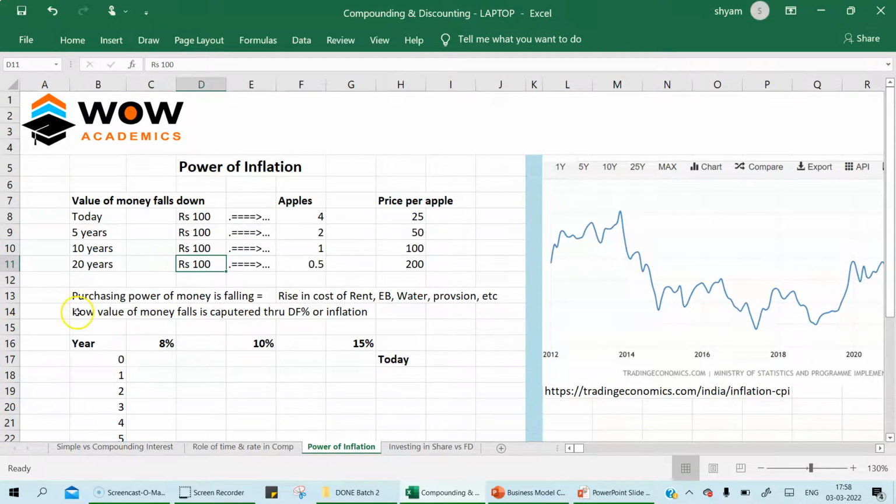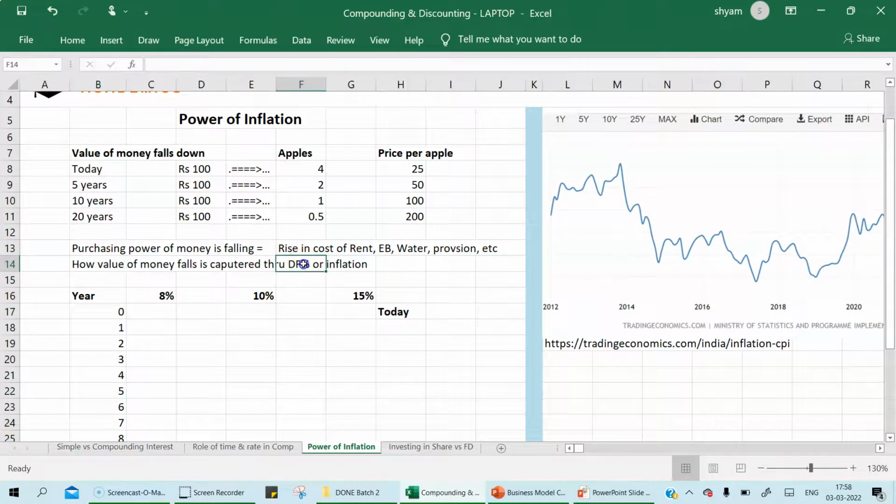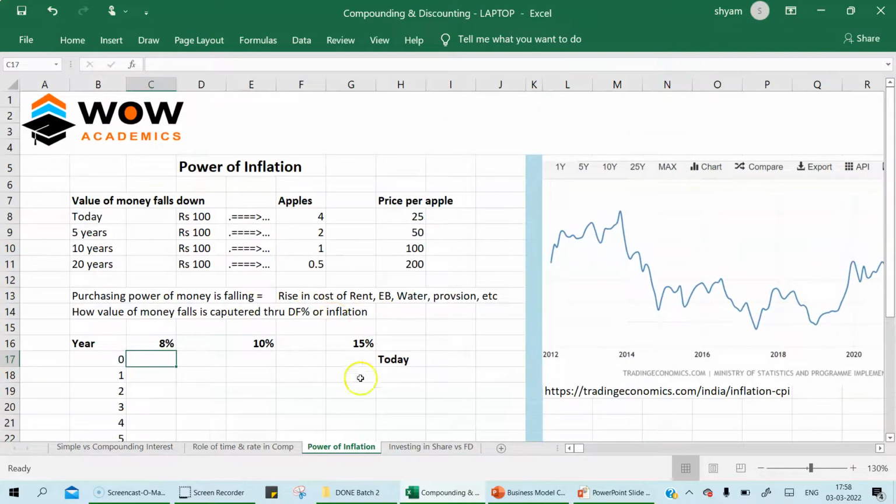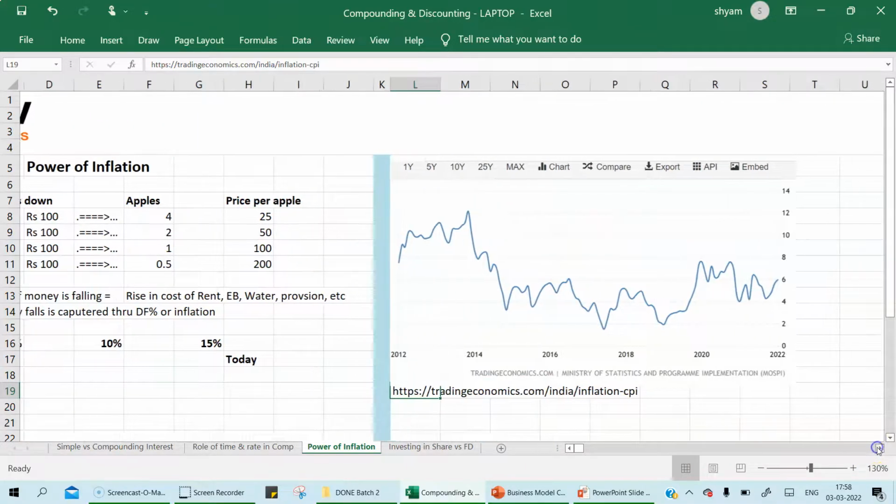This inflation idea can be better captured in terms of a discount factor. What is a discount factor and how to compute it, we will look at here. Before doing that, we'll see what is the current inflation rate in India. We have got the inflation rate from this website, tradingeconomics.com.